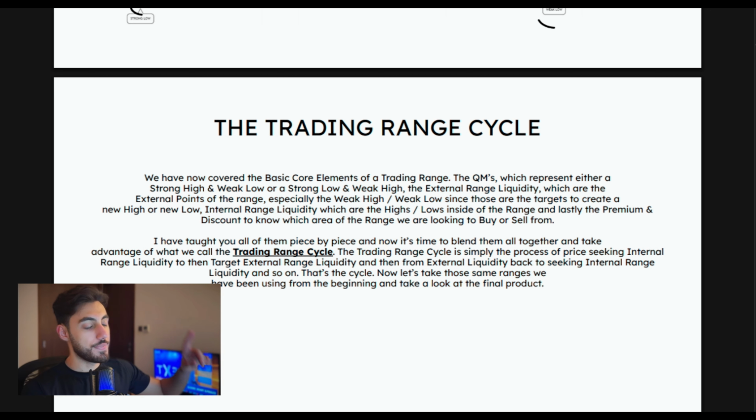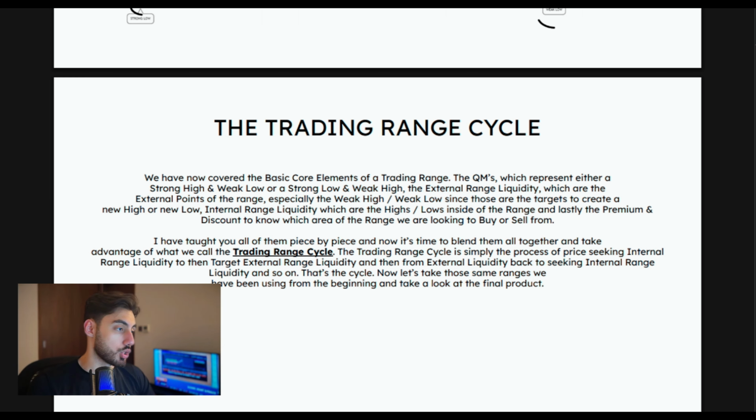We have now covered the basic core elements of the trading range: the QM, which represents either a strong high and a weak low, or a strong low and a weak high; the external liquidity, which are the external points of the range, especially the weak high and weak low, since those are the targets to create a new high or new low; internal liquidity, which are the highs and lows inside of the range; and lastly, the premium and discount area, to know which area of the range we are looking to buy or sell from. I taught you all of them piece by piece. Now, if you put all of these together, we have something called the trading range cycle.